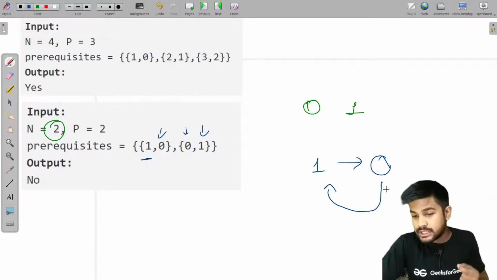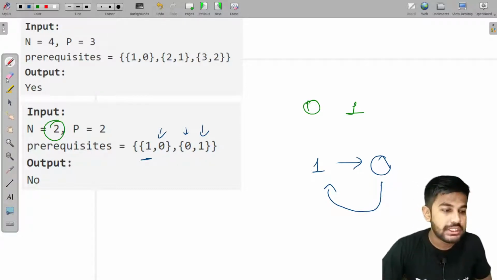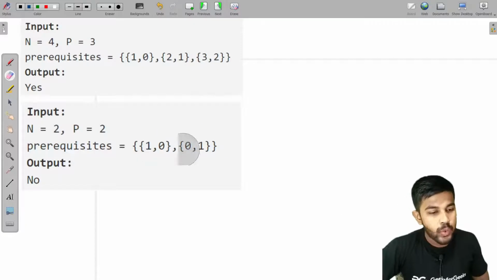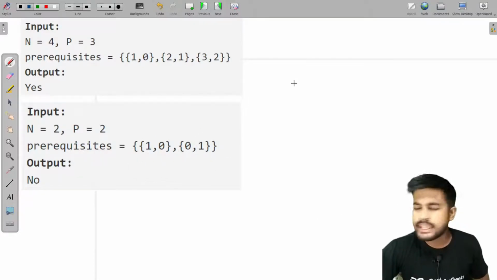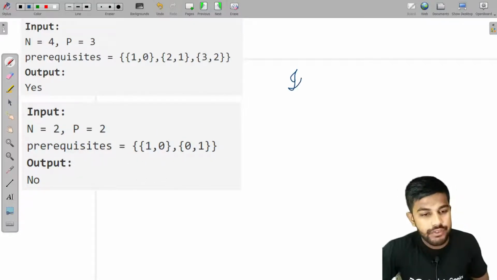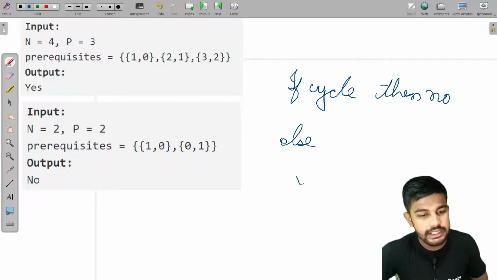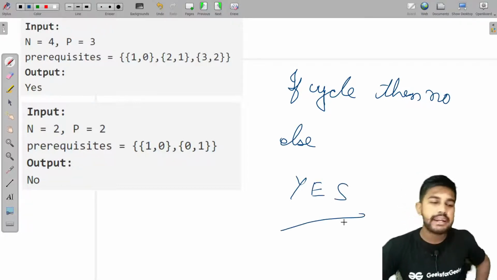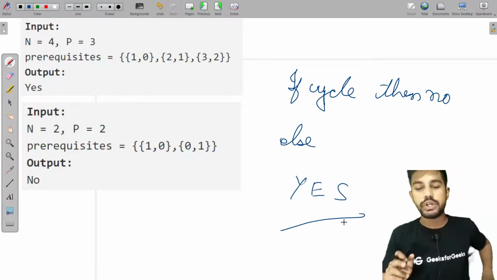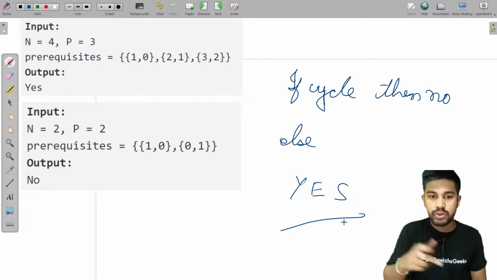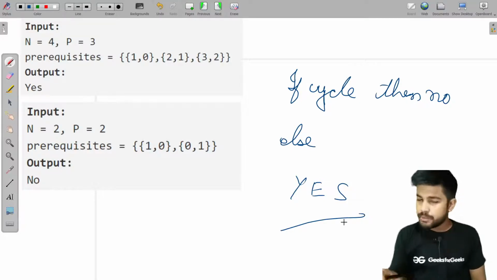And what it shows is that it is quite clear: if there is a cycle, then no, else yes. And what do you mean by cycle? Cycle means a never-ending situation, like we would do in an infinite loop. We would keep going, and at the end the task won't be completed.